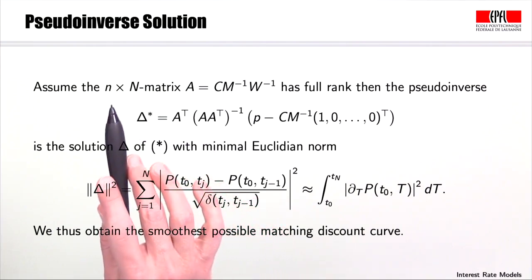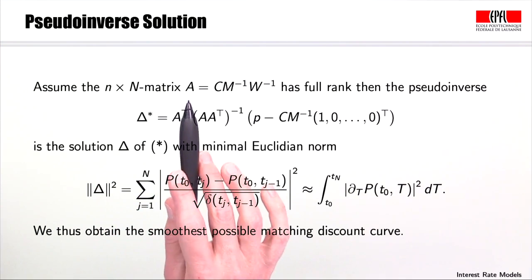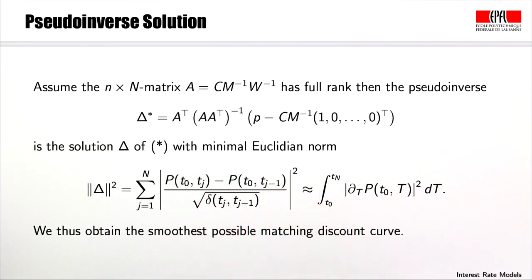But typically, the small n times capital N matrix A has full rank because C has full rank. So we can form the pseudo-inverse, which gives us a particular solution to the linear system that we saw on the previous slide. By the definition of the pseudo-inverse, this is in fact the unique solution of the linear system with minimal Euclidean norm.